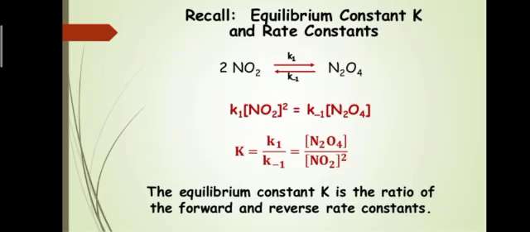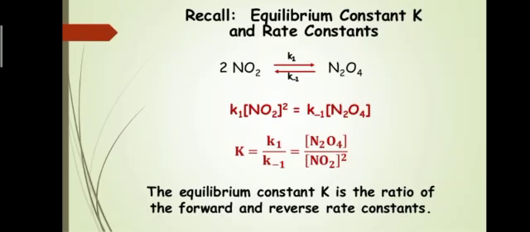Now here is an example: 2NO2 will give us N2O4. We will determine the equilibrium constant and the rate constant. In case of the reactants, I write it as K1. In case of the product, I write it as K minus 1. But when I am writing the equilibrium constant expression, I write it as K1 by K minus 1. It means K1 is the rate for the forward reaction and K minus 1 is the rate for the reverse reaction, which is equal to N2O4, the product, over NO2, the reactant, and 2, that is its coefficient, is the power of the concentration of NO2.